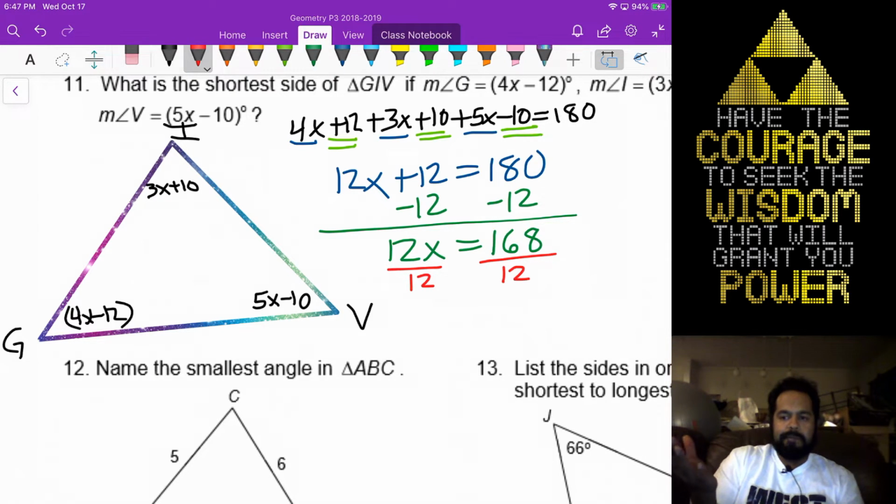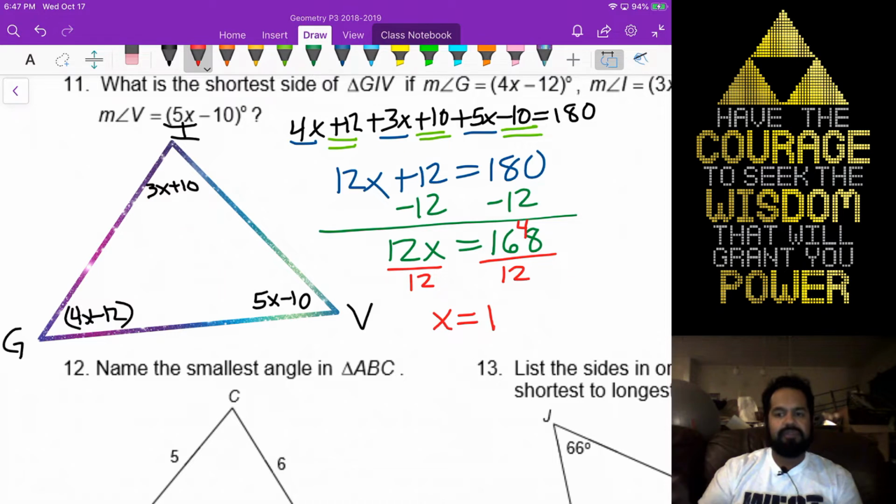Now, I'm not going to be allowing us to use calculators, so let's be smart about this. I have 12. 12 is going to go into 16 one time without going over. Well, there's a leftover of 4. So I know that it's going to go in once, leftover of 4. How many times would 12 go into 48? 4 times. 4 times 12 is 48. So that's going to be x equals 14.